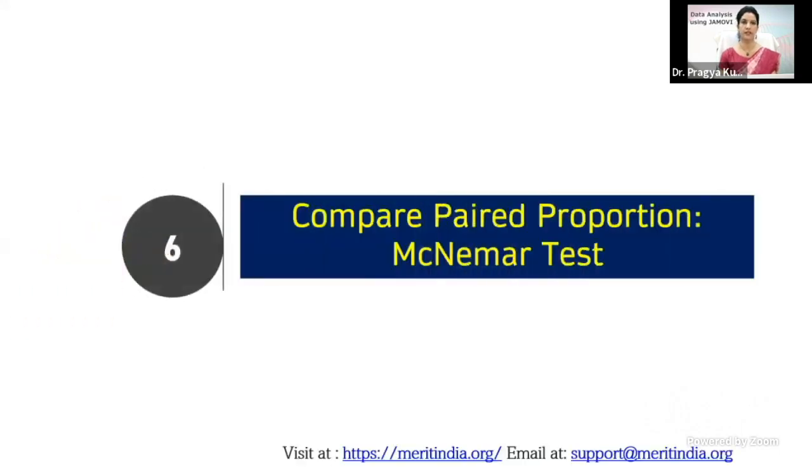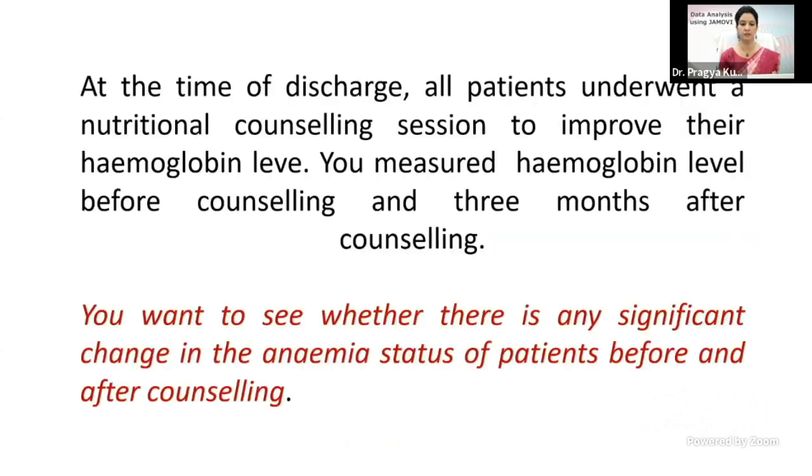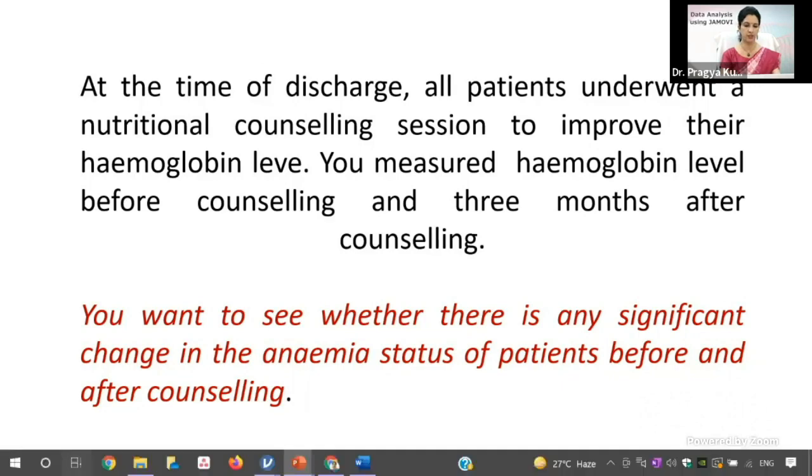Next, we'll see if you want to compare the proportion pre and post across any intervention, or if it is a pre-post study, then we use the McNemar test. This is the question for the McNemar test. At the time of discharge, assume that all patients underwent a nutritional counseling session to improve their hemoglobin level, and you want to see whether this counseling has any impact on their hemoglobin, then you use this McNemar test. For that, again, we'll go to the data set.